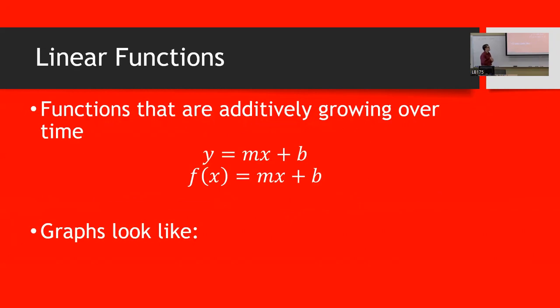Remember, linear models, linear functions, are ones that look like y equals mx plus b, or f of x equals mx plus b. Now that's the algebraic stuff that we dealt with in the last chapter. This chapter, we're going to focus on the graphs to start out with.